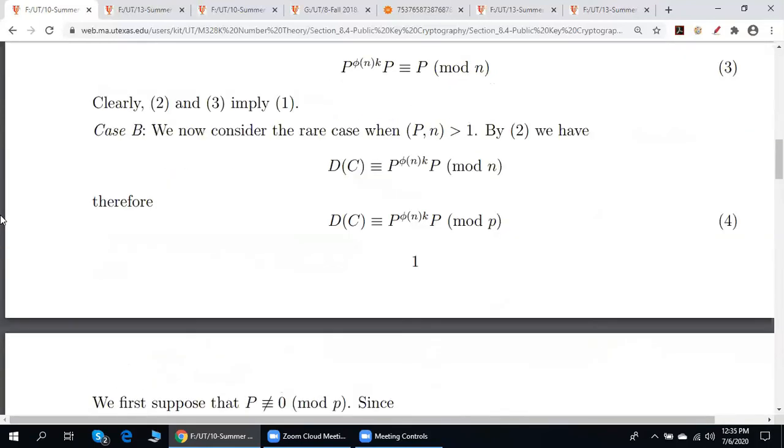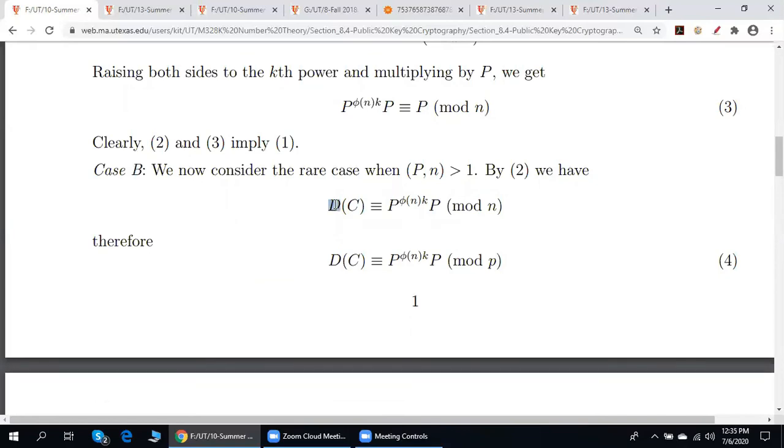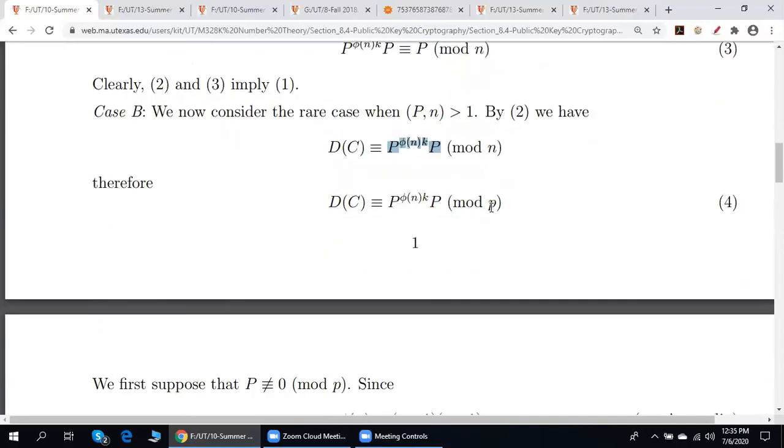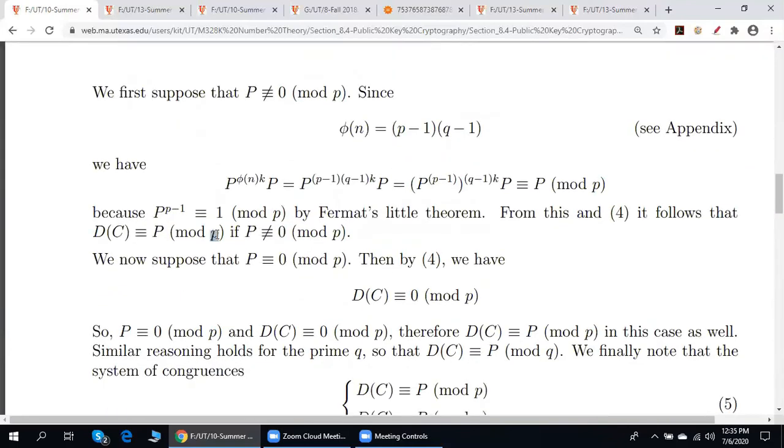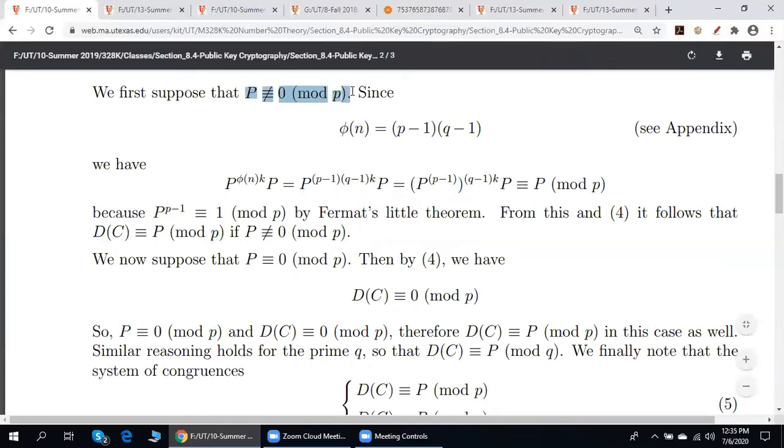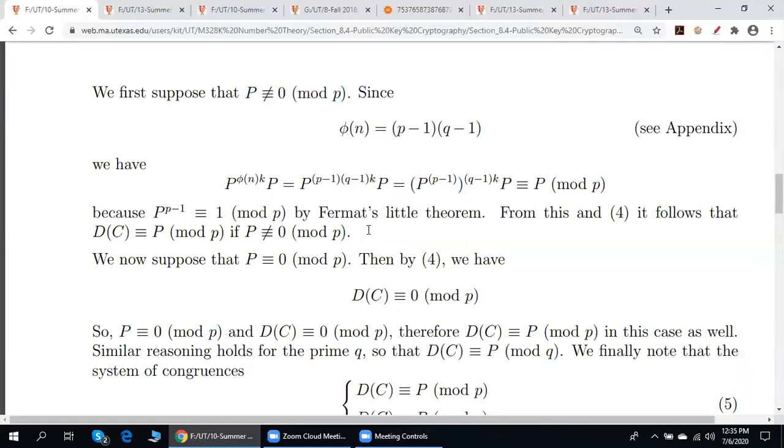So, once again, repeat once again. We have this. We want to show that this is congruent to p modulo n. What we have right now is the following. We just proved that this is congruent to p modulo lowercase p. Moreover, we proved it only in this case. Now, let us consider subcase number 2. Suppose p is divisible by lowercase p.